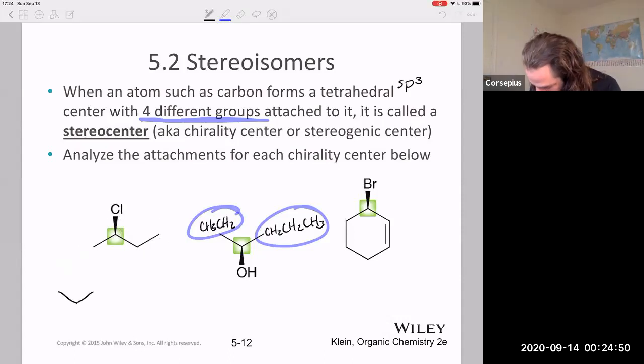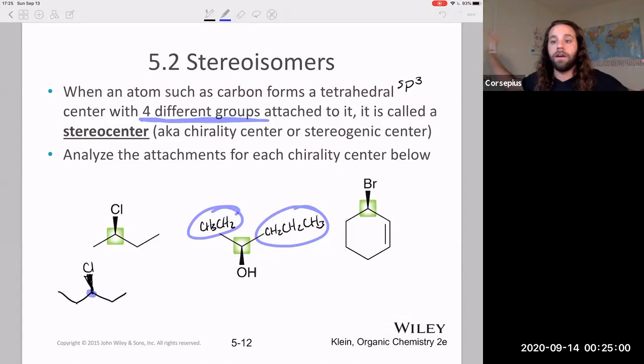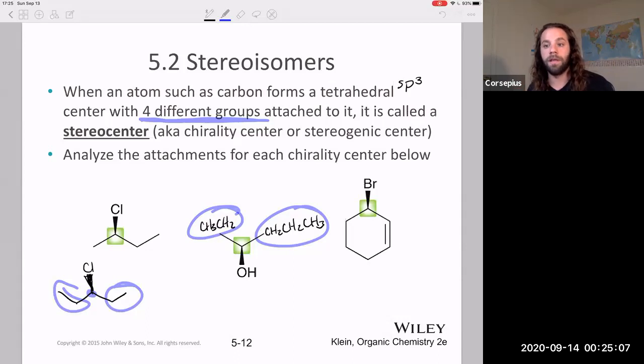So what if I had something like this? This carbon here would not be a stereocenter because on either side are ethyl groups, right? So here's an ethyl, here's an ethyl. Those are not distinct from one another, so that would not be a chiral center.